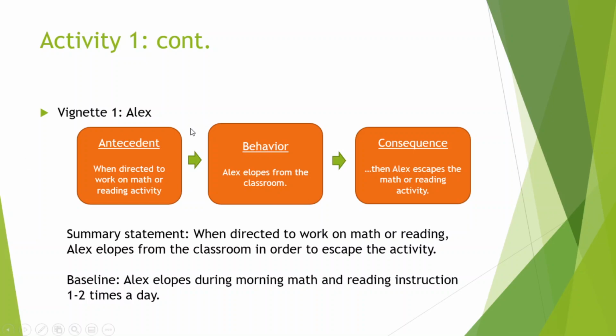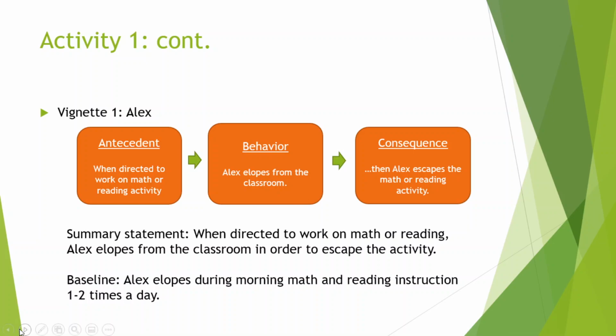So as an antecedent, when Alex is asked to do a math or reading activity, as his behavior, he elopes from the classroom, and then as a consequence, Alex escapes the math or reading activity. So as a summary statement, we can say, when directed to work on math or reading, Alex elopes from the classroom in order to escape the activity. And as a baseline, Alex elopes during morning math and reading instruction 1 to 2 times a day.